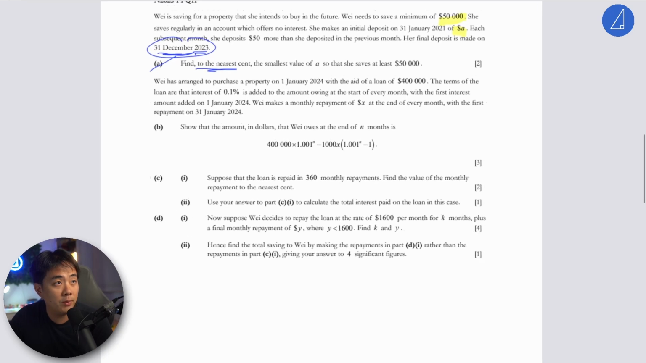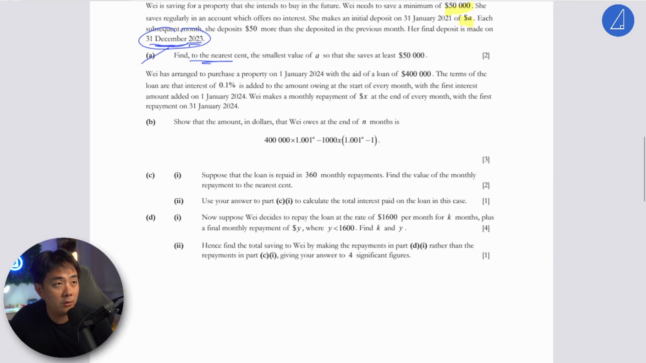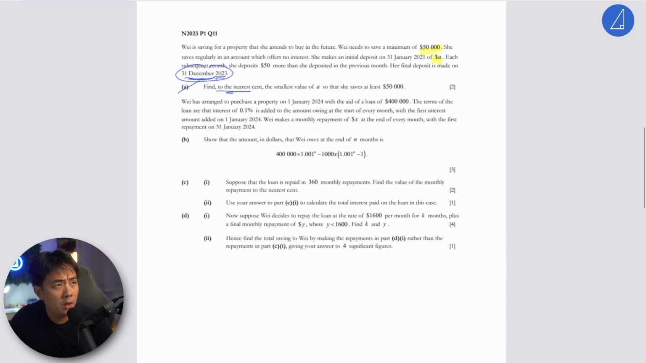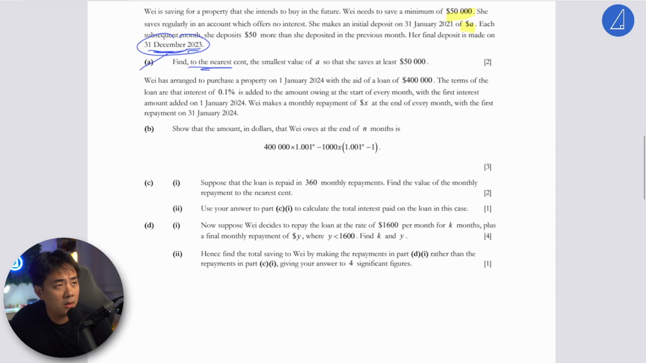Wei has arranged to purchase property on 1st January 2024 with the aid of a loan of $400,000. In terms of the loan, interest of 0.1% is added on the amount owing at the start of every month, with the first interest added on 1st January 2024. Wei makes a monthly repayment of $x at the end of every month, with the first repayment on 31st January 2024.